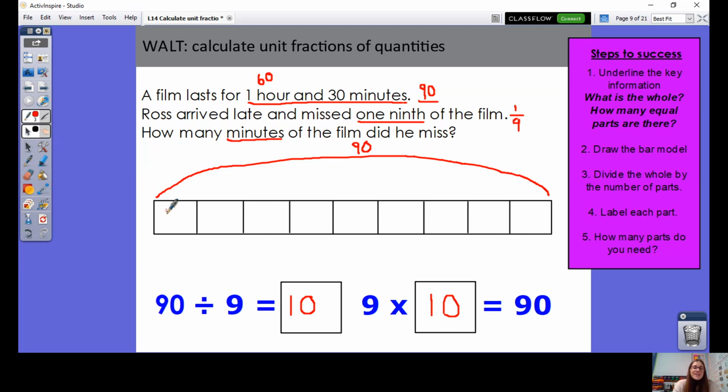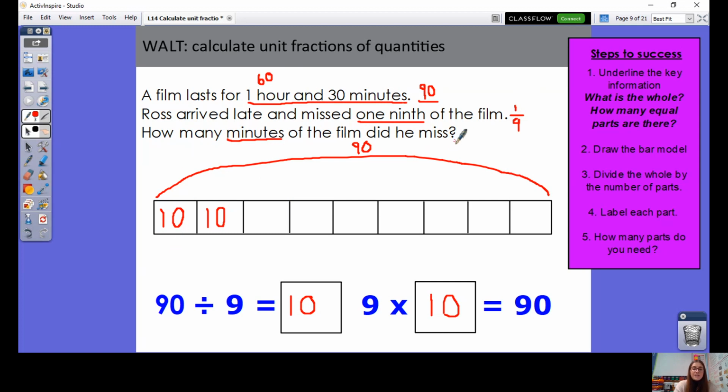So I'm now going to label. I've divided my whole by my number of parts, I just need to add my parts onto my bar model. So 10 is my parts. Now, instead of writing them all out this time, I don't really need to do that today because we're just looking at unit fractions, which means the numerator is always going to be 1, so I'm only going to be finding one part. So my answer to this question is going to be 10.